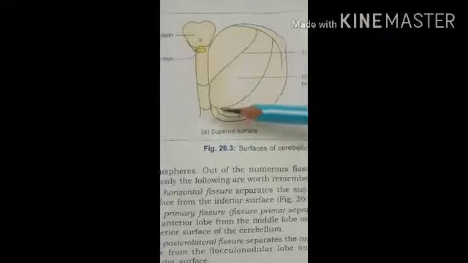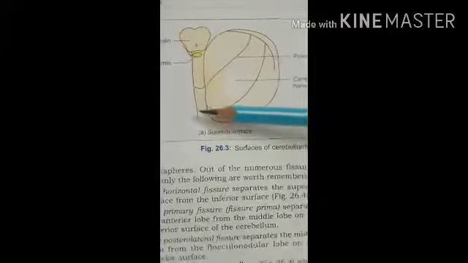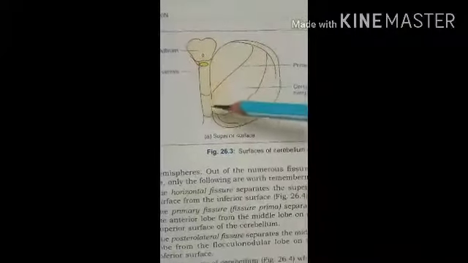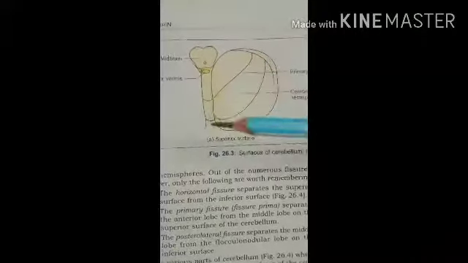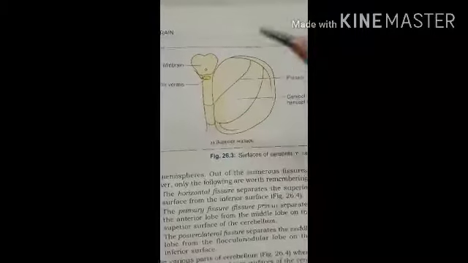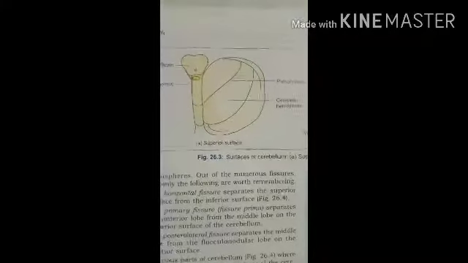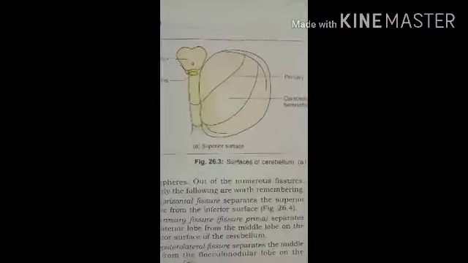The vermis, or the vallecula, separates the two cerebellar hemispheres. The floor of the vallecula is formed by the inferior vermis and is limited on each side by the sulcus valleculae. Okay? So those are the two surfaces. After that, we should see the notches of the cerebellum.